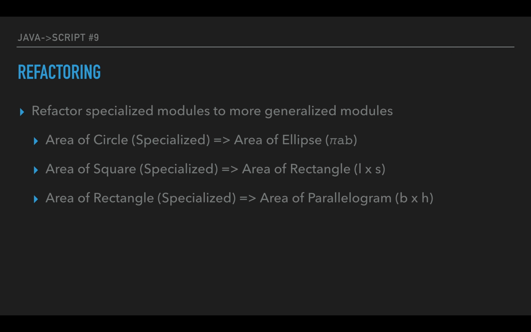In this tutorial, we are going to demonstrate the technique of refactoring in RequireJS. We are going to refactor specialized modules into a more generalized module. We defined a module to calculate the area of a circle. Now, a circle is actually a specialized version of an ellipse. So by refactoring the area of the circle formula or module into the area of ellipse, we provide a more general module in terms of the calculation of both area of circle and area of ellipse.